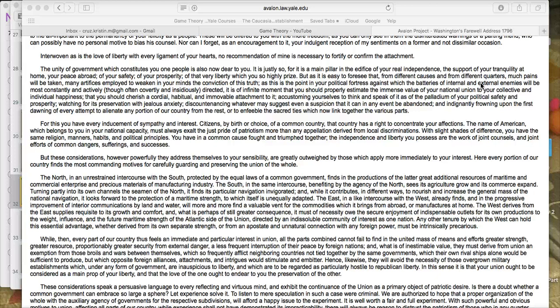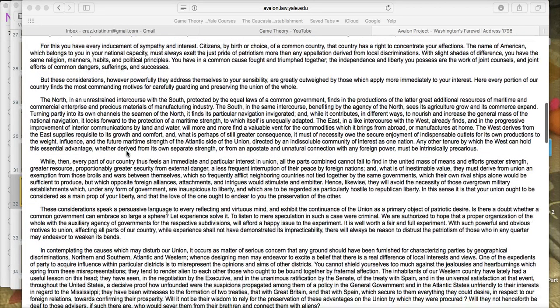With slight shades of difference, you have the same religion, manners, habits, and political principles. You have, in a common cause, fought and triumphed together. The independence and liberty you possess are the work of joint councils and joint efforts of common dangers, sufferings, and successes. But these considerations, however powerfully they address themselves to your sensibility, are greatly outweighed by those which apply more immediately to your interest. Here every portion of our country finds the most commanding motives for carefully guarding and preserving the union of the whole. In other words, even your economic interests are better off if you take them as a whole and not just by location.